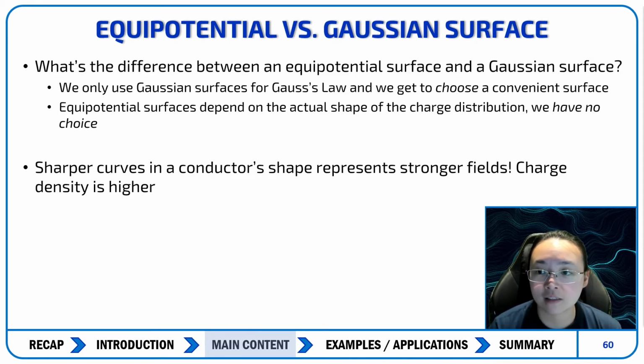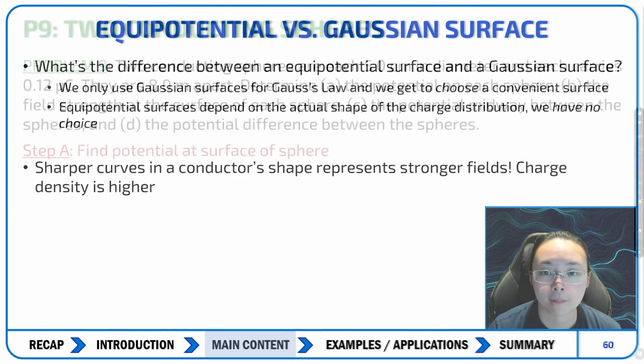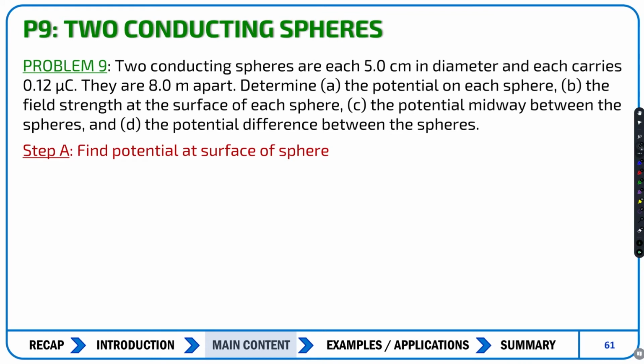So next, we're going to go through a few practice problems that discuss conducting spheres and how we can approach those problems to determine the potential difference. So problem 9 has to do with two conducting spheres. We haven't really talked about spheres. We haven't really talked about conductors yet, but I do just want to go through some of the problems very briefly based on what we already know. And so it will all be about potential.